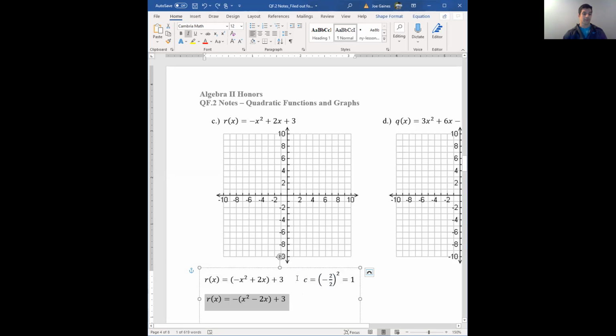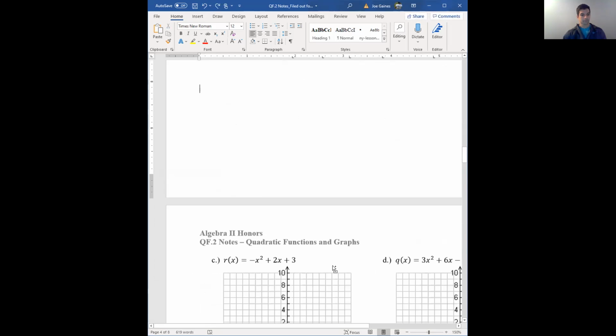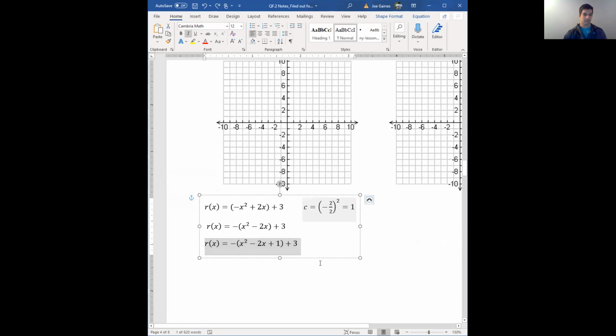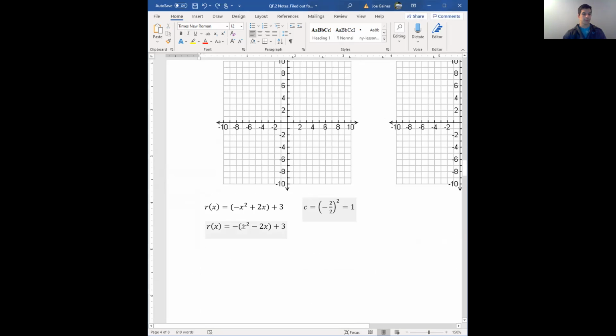So if I factor out the negative, what that leaves me with inside the parentheses is x squared minus 2x. Then with x squared minus 2x, I want to complete the square. So I'm going to take negative 2 divided by 2 and square it to come up with my c value, that is 1. So I'm going to add inside the parentheses positive 1. That's the c value that I need.